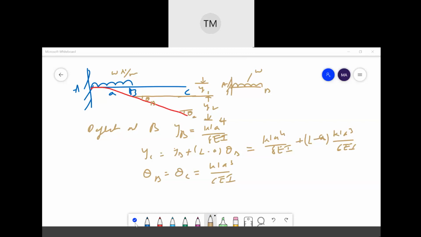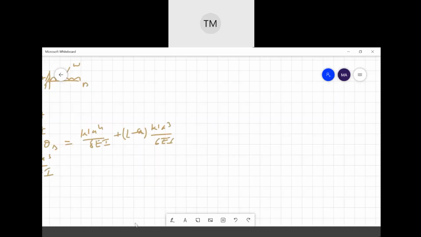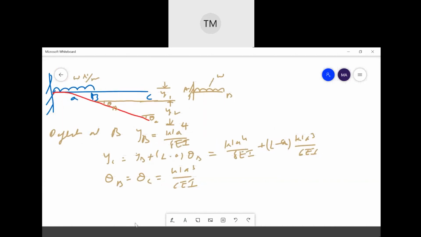Okay. Next we are moving to the next derivation, that is a cantilever of span L carrying a UDL w per unit length over a distance a from a free end. Here you are going to derive for distance a from a free end.